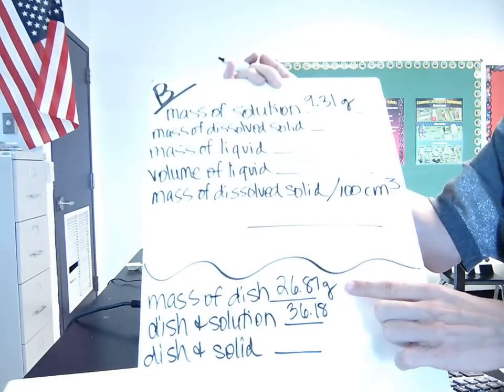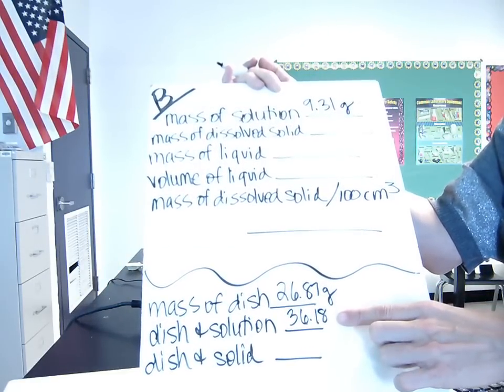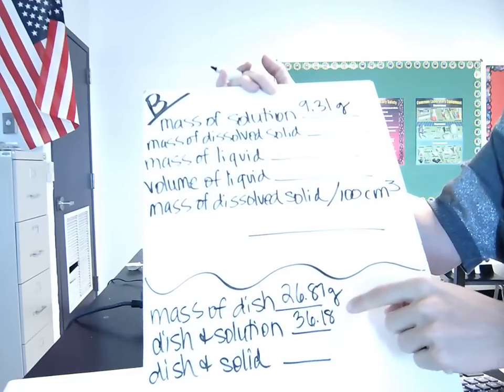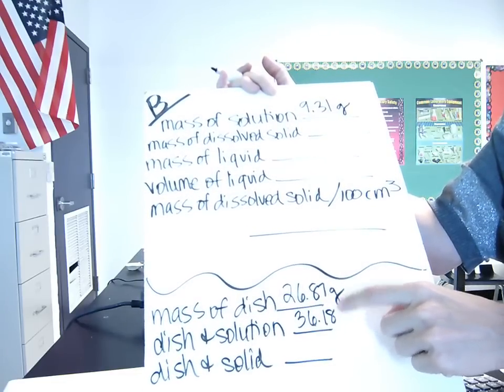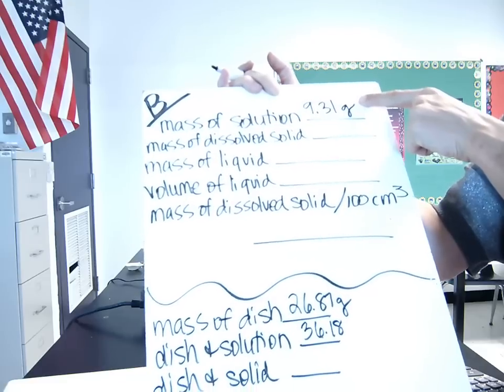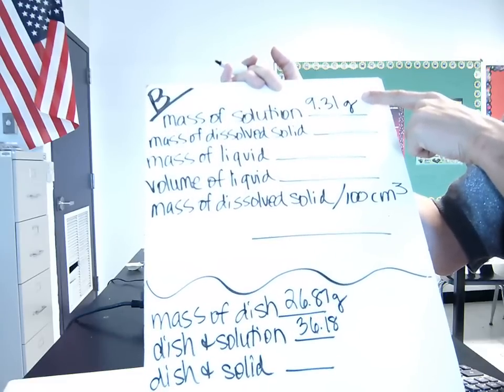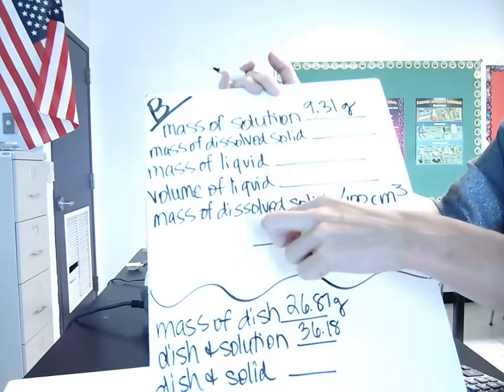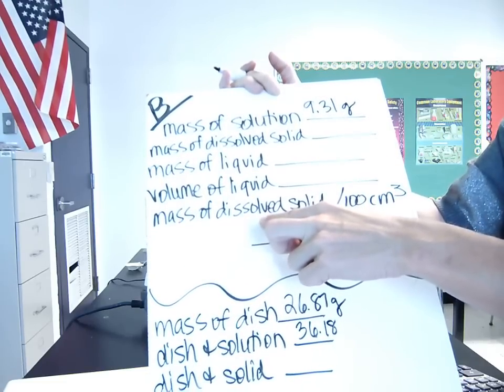So here's what we're starting with substance B. So here's the mass of the dish. Then I poured in some of the solution. And then to figure out how much solution I have, I just subtract those two, right? That's dish plus solution, subtract out the mass of the dish. And I'm starting with 9.31 grams of solution. Again, just like with substance A, that number is made up of two parts. It's made up of dissolved solid, and it's made up of liquid.